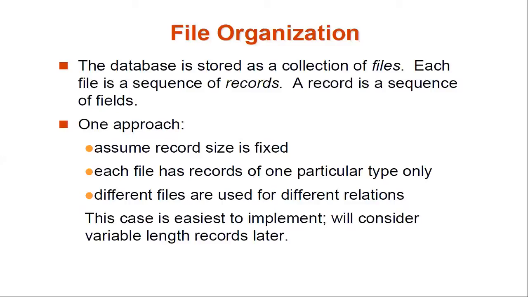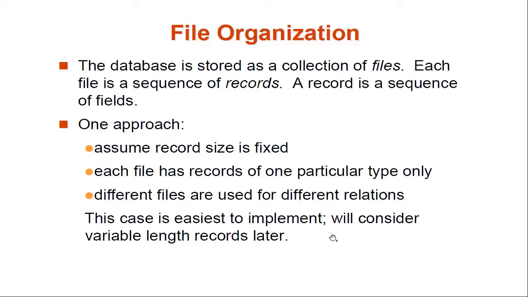And different files are used for different relations. Relations here you can understand as tables. Different tables will use different files. As I told you already, when you create a database, it has a collection of tables, and each table can be considered as one file. When you create a table, it will be of fixed size or variable in size. If you use a variable data type in your table, then that will become a variable record. Able to understand, right?